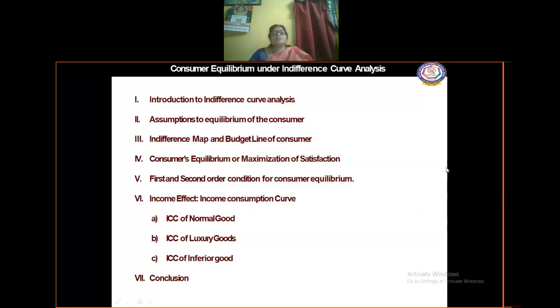So the subject is economics and today's topic is consumer equilibrium dealt through the indifference curve approach. Now the contents are as follows.